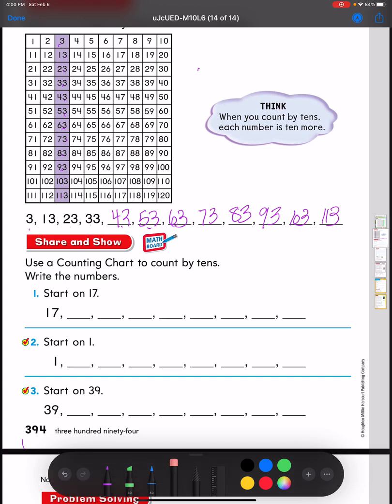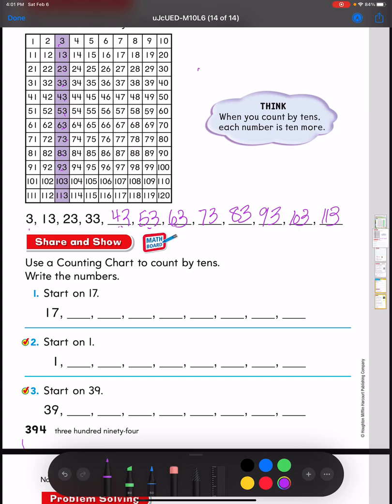And then I'm increasing by tens, and I can see that in my tens place. So there's 1 ten, 2 tens, 3 tens, 4 tens, 5 tens, 6 tens, 7 tens, 8 tens, 9 tens, 10 tens, 11 tens. So we just keep going up. I'm starting to see these patterns.